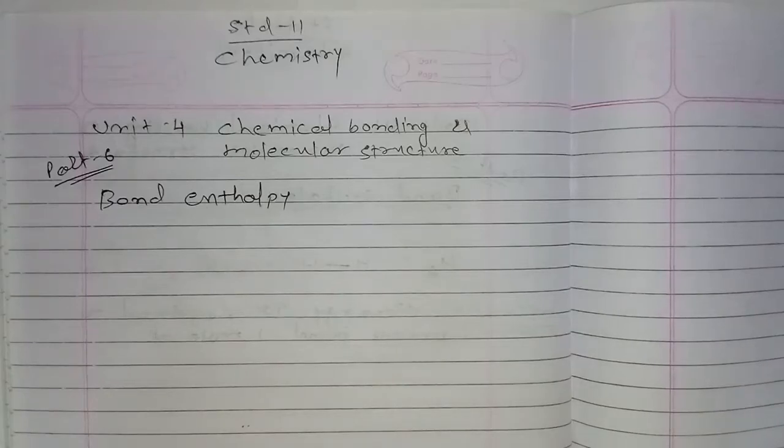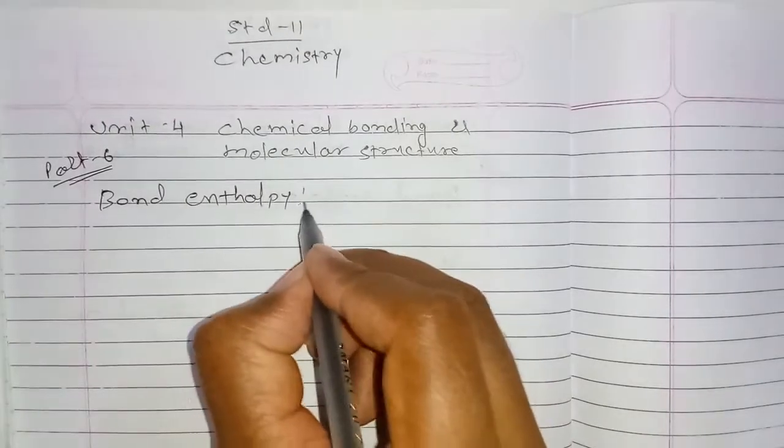Standard 11 Chemistry, Unit 4: Chemical Bonding and Molecular Structure, Part 6. Here we discuss bond enthalpy.